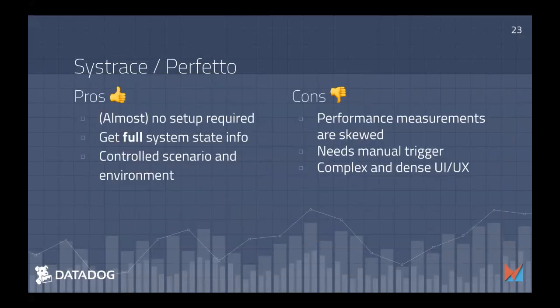So those tools are very, very nice because there is almost no setup required. In a single click, single line of code, you can start getting information from your application. And you get full system state information. You get the network, you get the battery, CPU, memory, you get everything inside the device. This is very nice because you can control the scenario, you can control the environment. You want to have a specific emulator, specific device, you can do whatever you want.